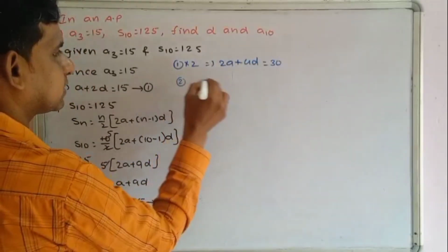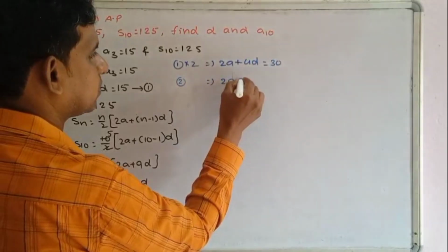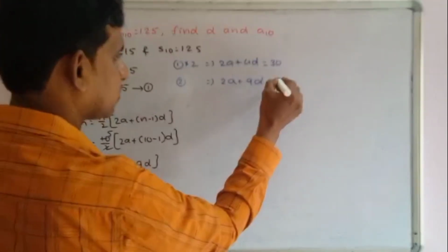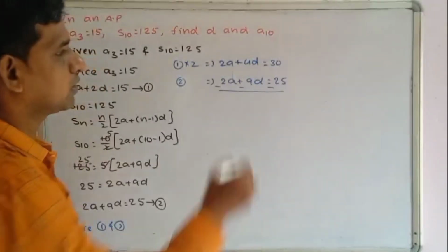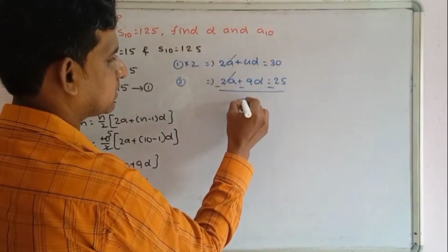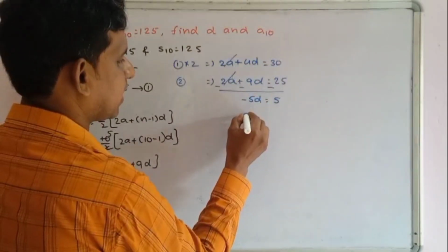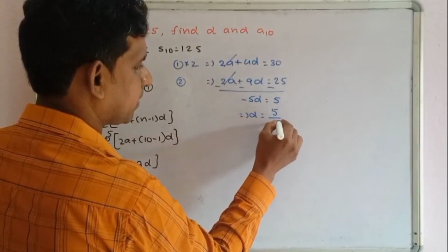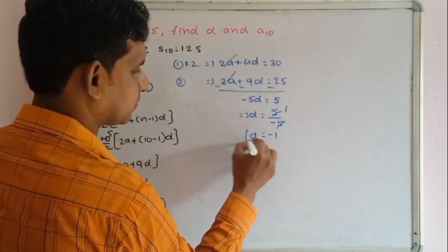Okay. Write 2 as it is. So 2a plus 9d equals to 25. So minus, minus, minus. 2a cancel. 4d minus 9d is minus 5d. 30 minus 25 is 5. So the value of d is 5 over minus 5. So that is 1. So d equals to minus 1.